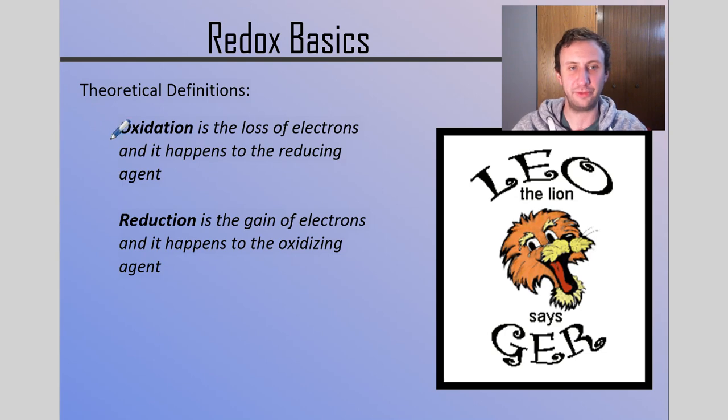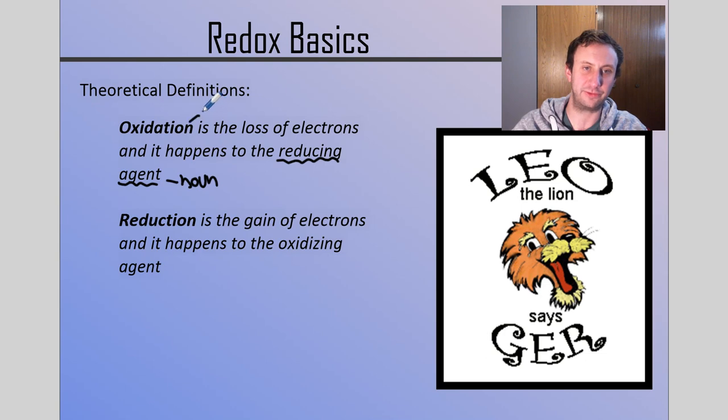Oxidation is the loss of electrons, and it happens to the reducing agent. Okay, so oxidation is the losing of electrons. This happens to the reducing agent, and this is where it gets a little bit confusing. The agent is like the noun, while oxidation is like the verb, the process. Okay, so oxidation happens to the reducing agent. Reduction is the gain of electrons. So again, this is my verb, right? And it happens to the oxidizing agent. This is my noun, the thing it happens to.